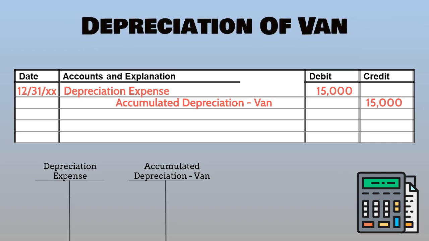The journal entry for depreciation is always the same, with a debit to depreciation expense and a credit to accumulated depreciation. But for year 1, we have just calculated the amount to be $15,000.